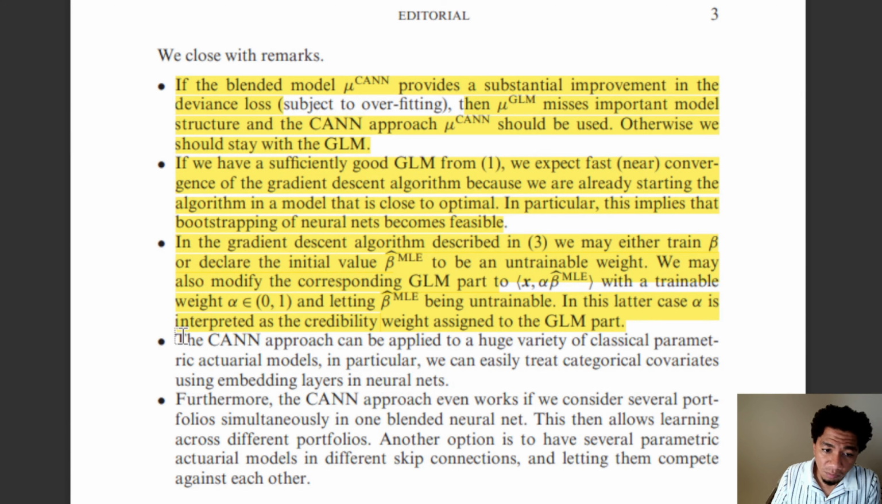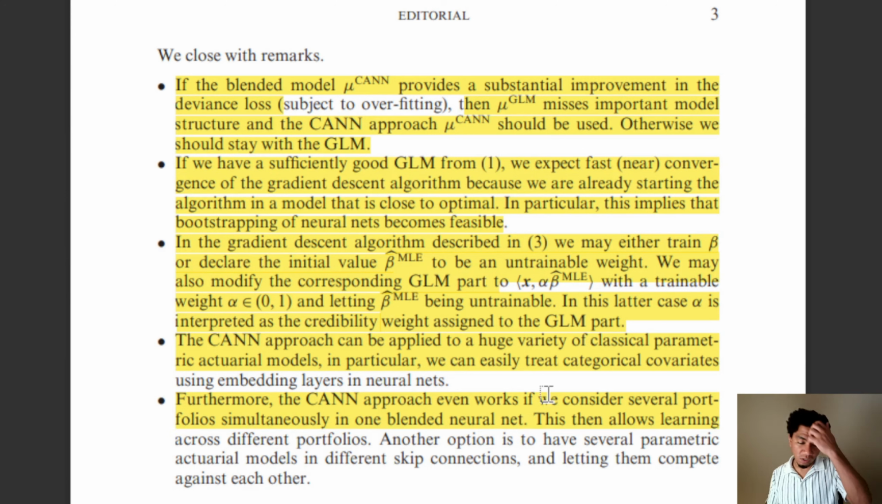The CANN approach can be applied to a huge variety of classical parametric actuarial models. In particular, we can easily treat categorical covariates using embedding layers in neural nets. Furthermore, the CANN approach even works if we consider several portfolios simultaneously in one blended neural net. This then allows learning across different portfolios. So really, this neural network just allows you to do more things, right?